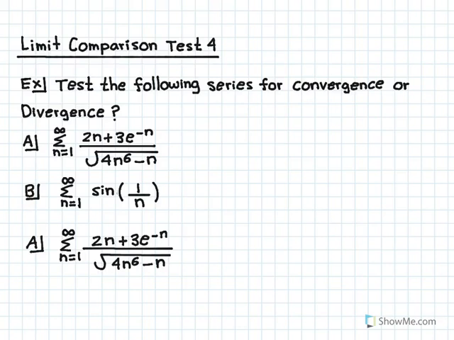In this video, we're going to look at a few more examples of the limit comparison test. Test the following series for convergence or divergence. Question A, summation n equals 1 to infinity 2n plus 3 times e to the minus n divided by square root of 4n to the 6 minus n. Question B, summation n equals 1 to infinity sine of 1 over n.